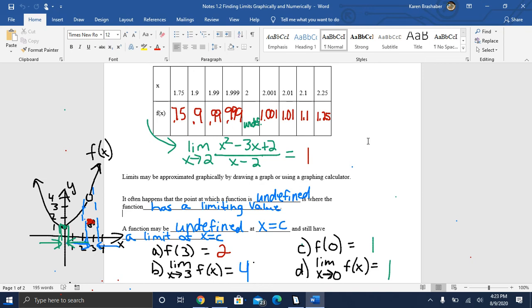So what I wanted to illustrate to you with these 4 examples is that sometimes the function value and the limit are the same. And sometimes the function value and the limit are different. And we'll notice that that difference often occurs when the function has some kind of undefined value or something unusual happening with the graph.